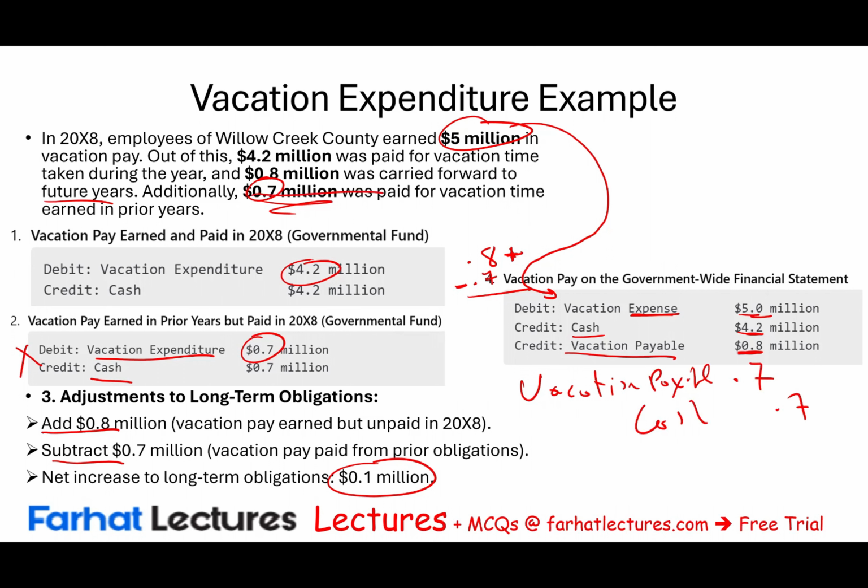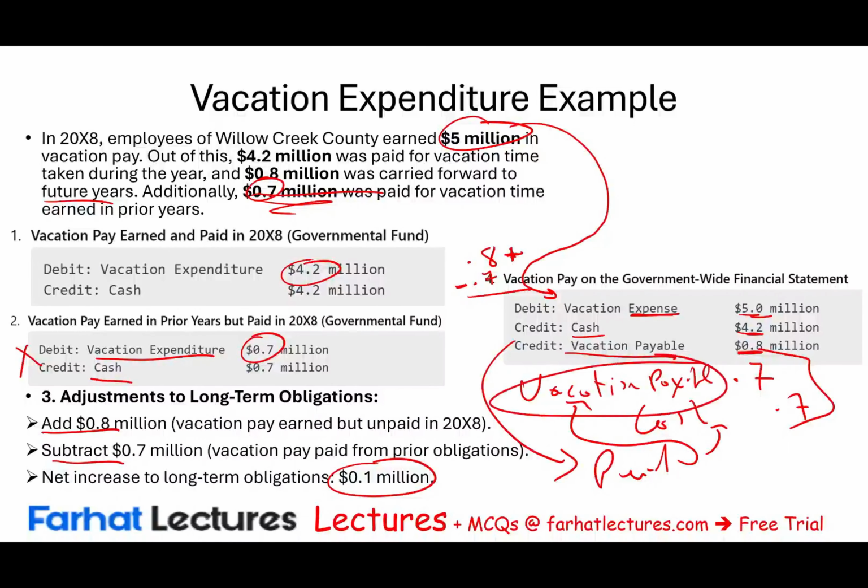This removes the liability that was sitting on my government-wide financial statements. But this is how I would account for the 5 million. I will debit the whole 5 million expense, credit cash, and the remainder will be paid later, and when I pay it, I will debit vacation payable, credit cash. So I accrued some payable in the past, and now I am paying it off.